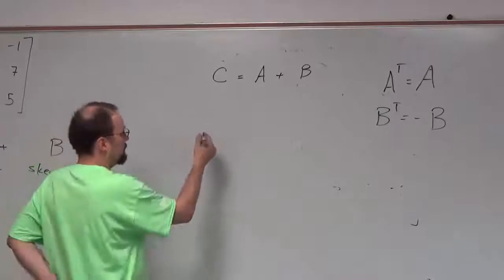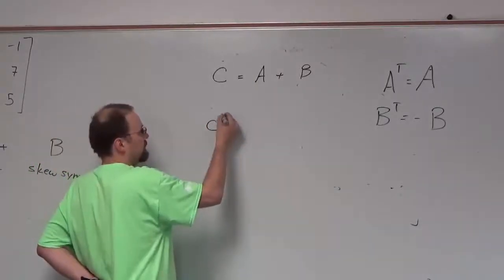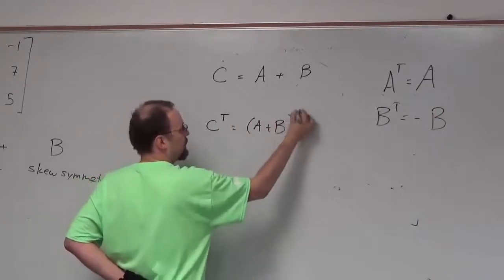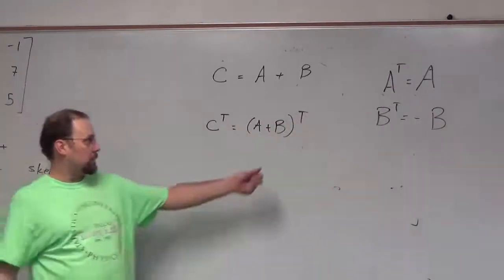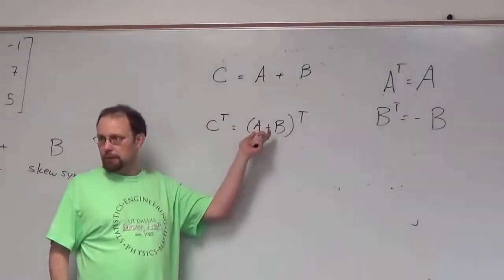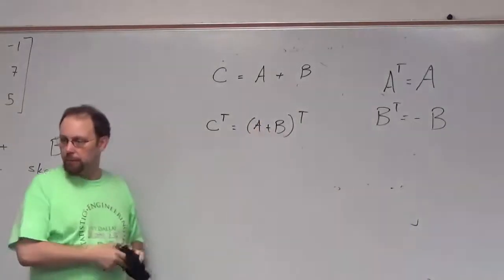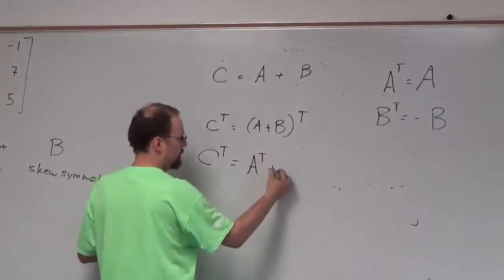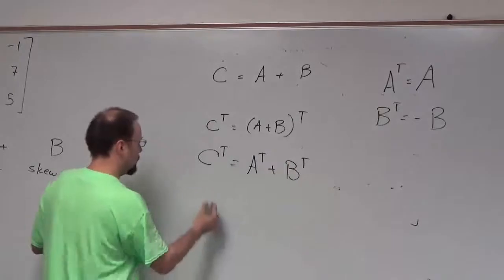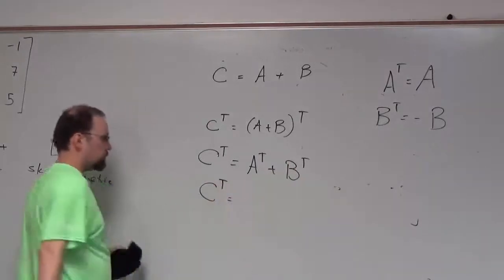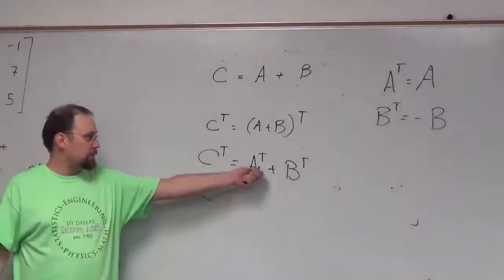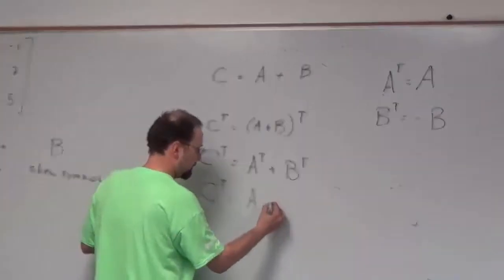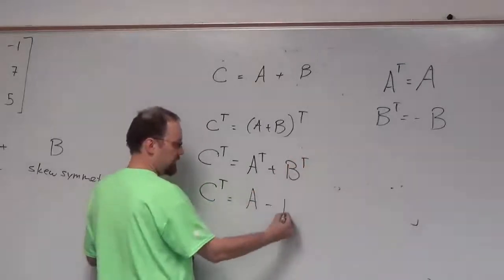So I'm just going to take the transpose of both sides, right? C transpose on the left, and then (A plus B) transpose on the right. And we know that by properties of transposes, the transpose of the sum is just the sum of the transposes. And so what's A transpose? A, symmetric. And B transpose is the negative of B.